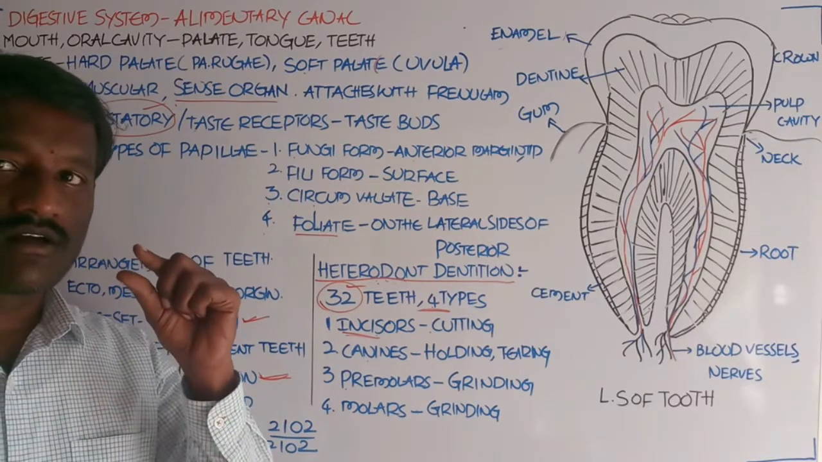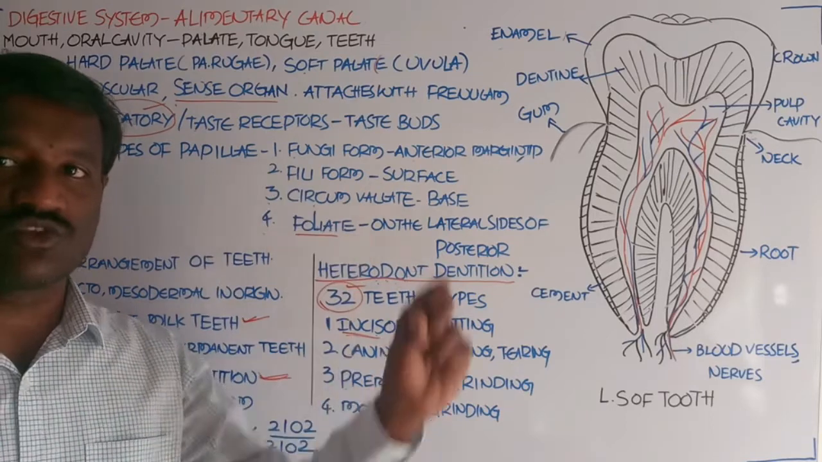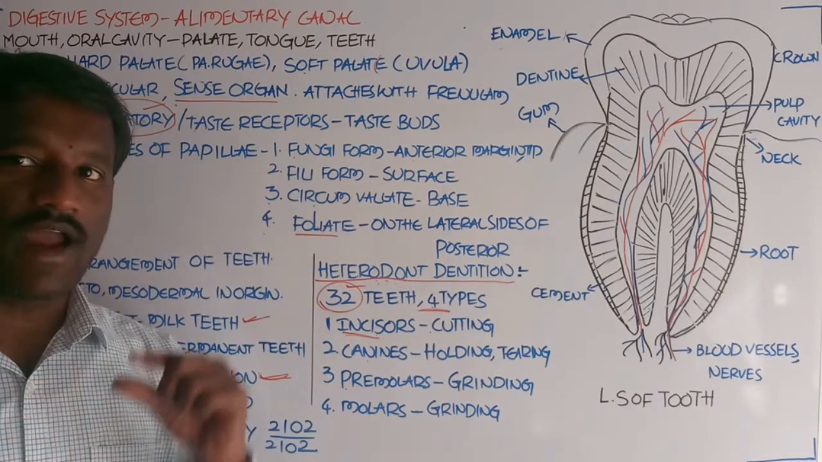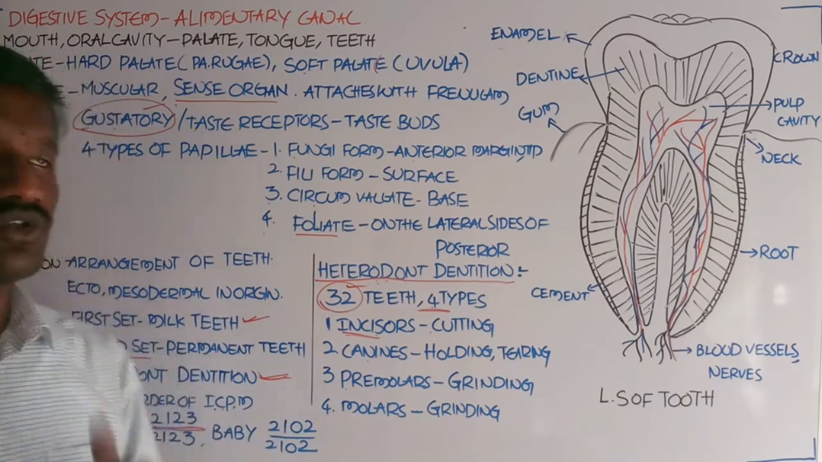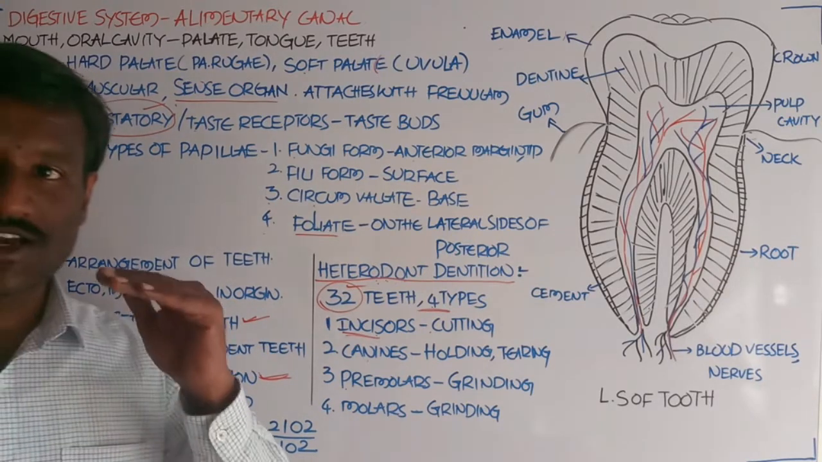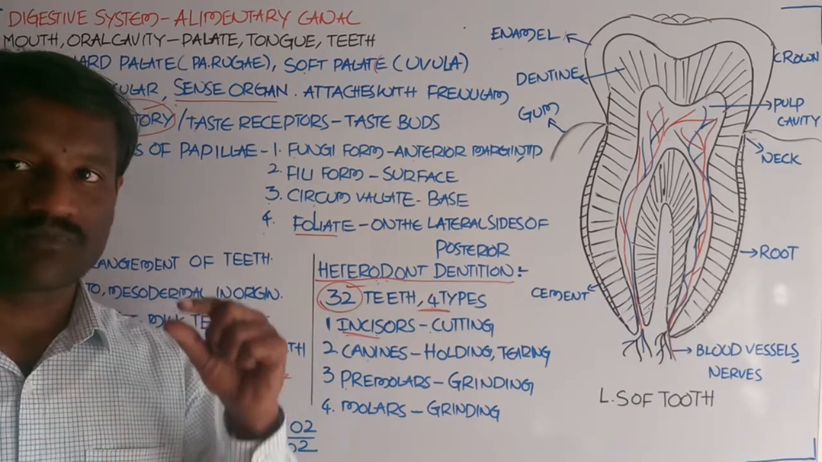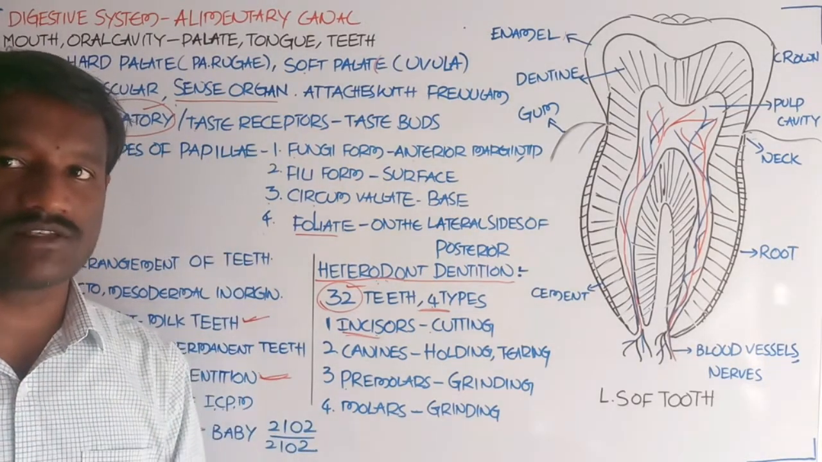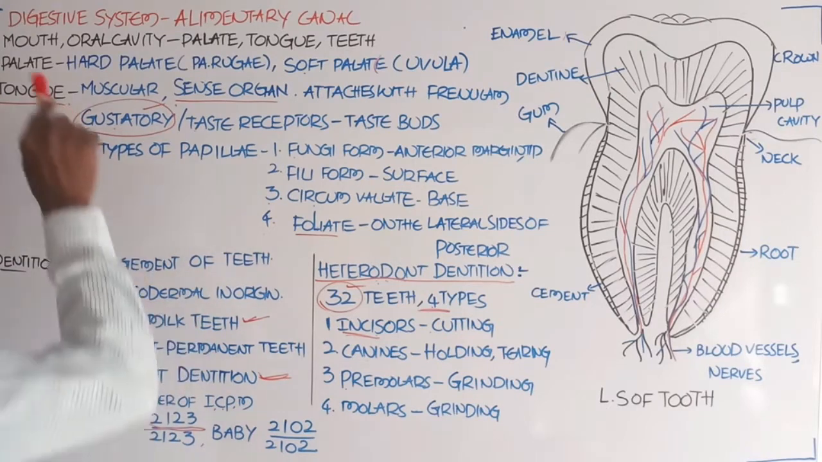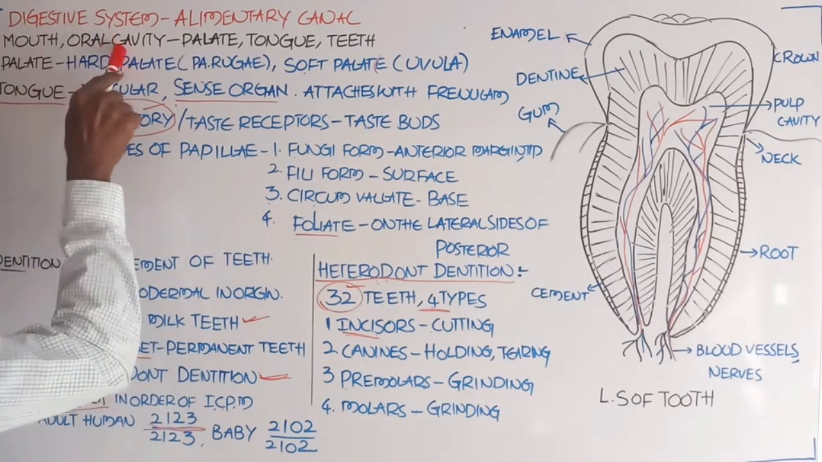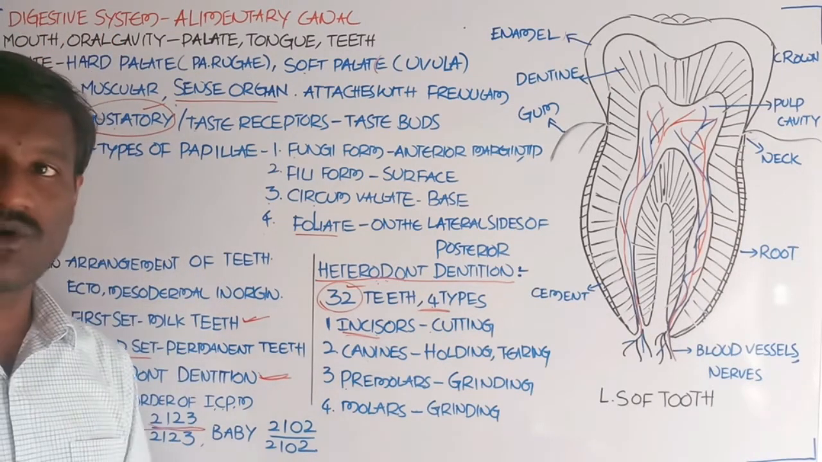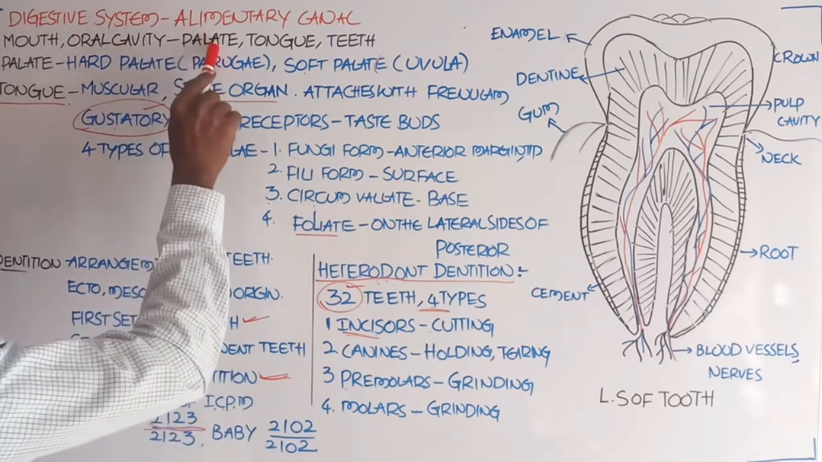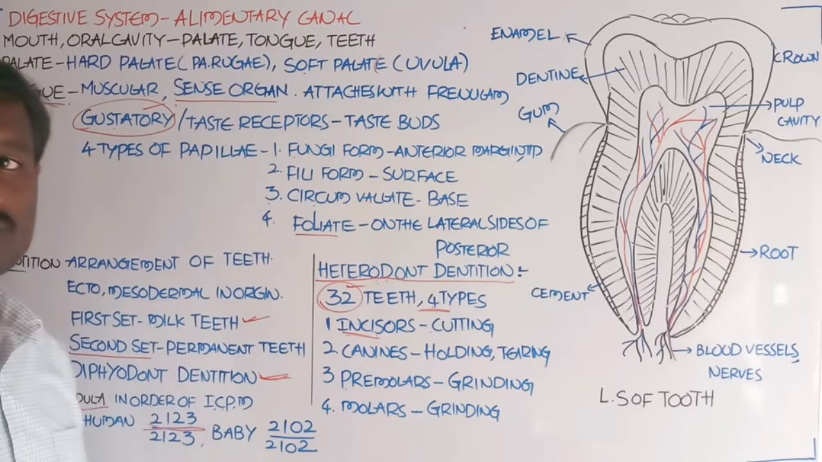The alimentary canal opens anteriorly through the mouth. The anterior opening is called the mouth. The mouth is a slit-like arrangement present on the ventral side in human beings. The mouth leads to the opening of the oral cavity. The oral cavity consists of the palate, tongue, and teeth.